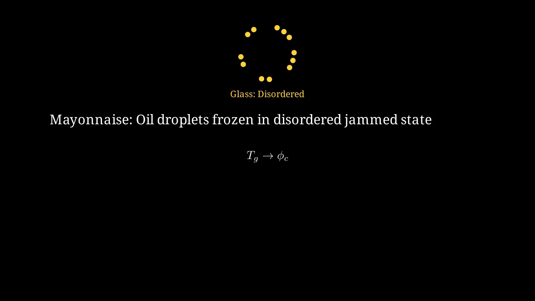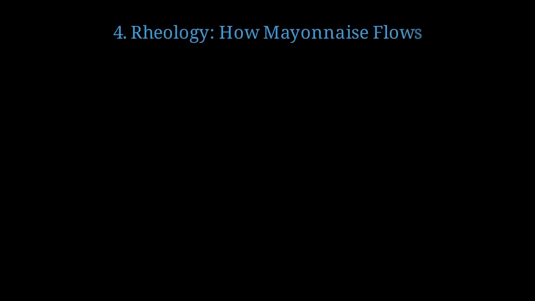While normal glasses have a glass transition temperature Tg, mayonnaise has a glass transition volume fraction phi c. Both are metastable states. They're stable for practical timescales but not true thermodynamic equilibrium. Eventually, over years, mayonnaise would separate. Now let's explore the fascinating flow behavior of mayonnaise through rheology, the science of deformation and flow.